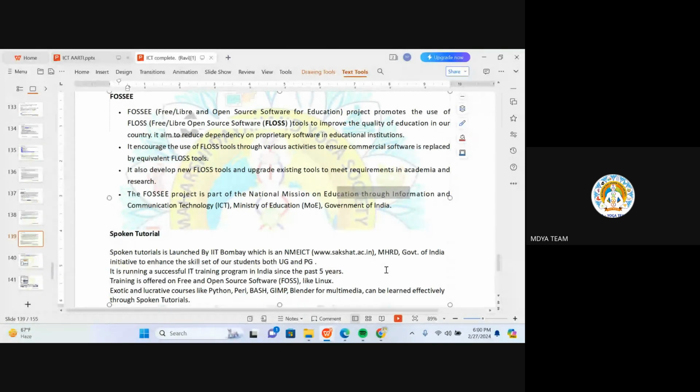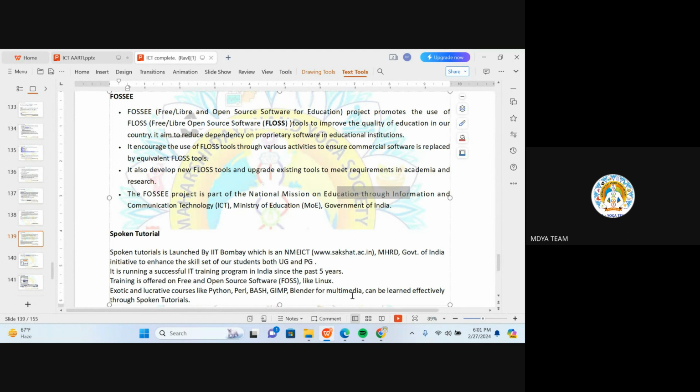It is for giving skills to both undergraduate and postgraduate students. It is for information technology, that is, software engineering, for engineering students who want to learn languages like Python, Perl, Bash, Blender. This is a learning app for IT students, launched by IIT Bombay under NMEICT, MHRD, for undergraduate and postgraduate students.